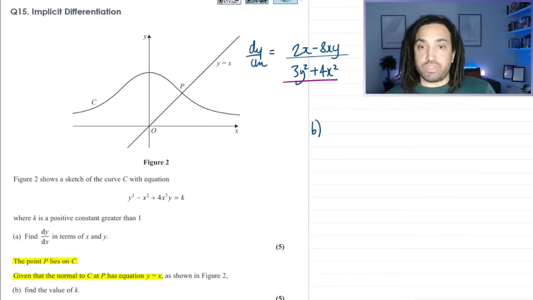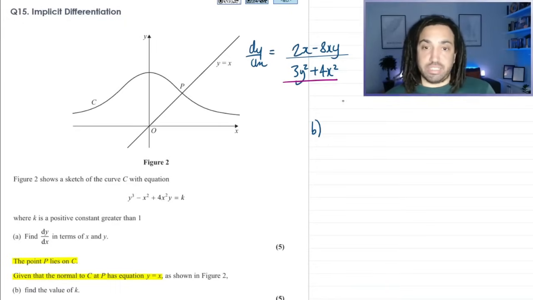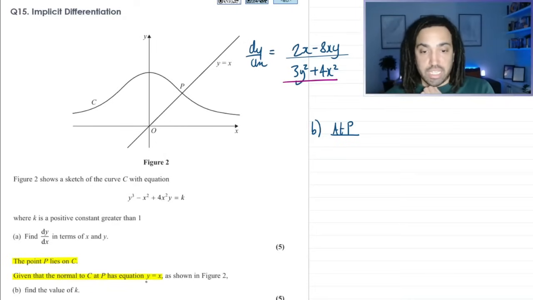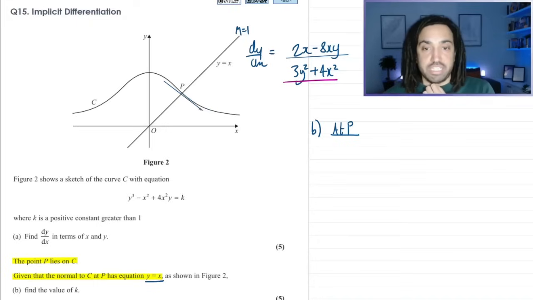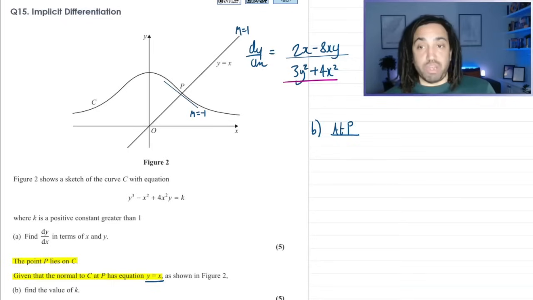Interesting. So let's look then at the only relevant part of the graph, which is at P. So what do we know about the gradient of P? Because we do have dy by dx, so what do we know about the gradient? Well, if the normal is y equals x, then the normal gradient is equal to 1, which means the tangential gradient is equal to the negative reciprocal of that, which is minus 1. So therefore the dy by dx at P should equal minus 1.